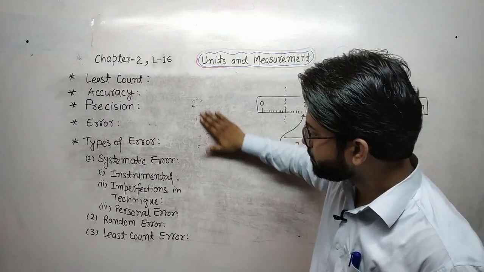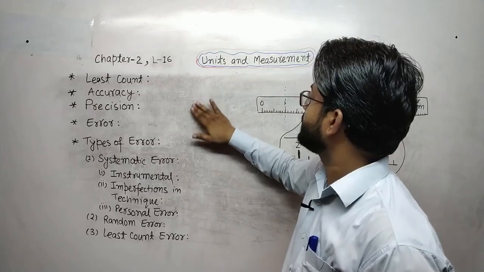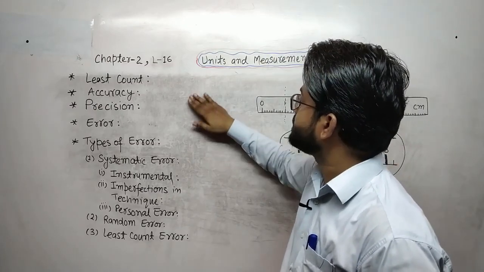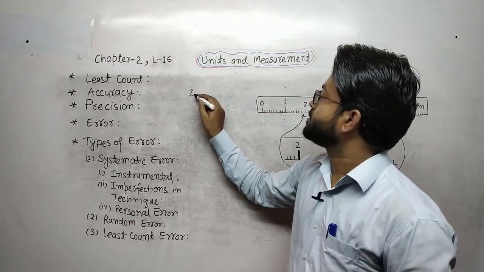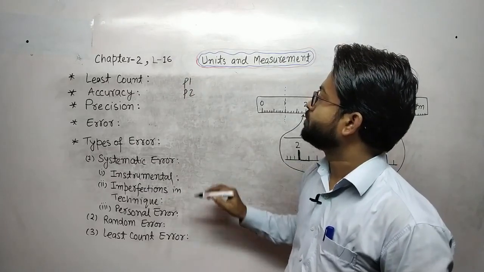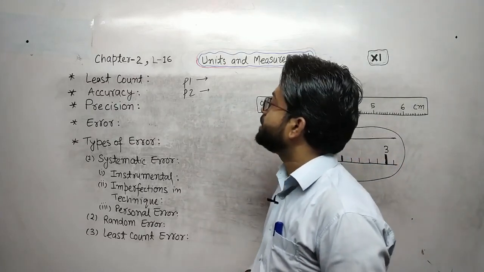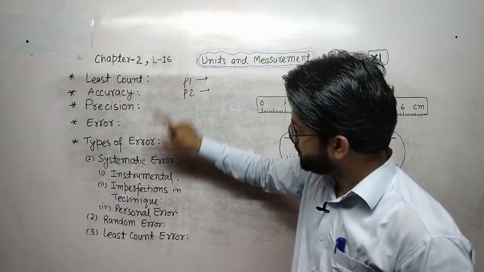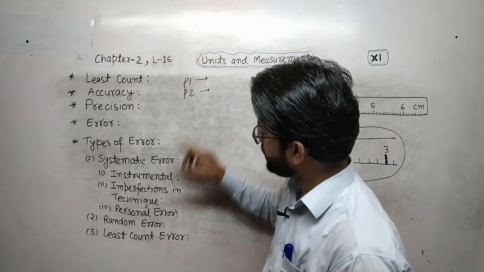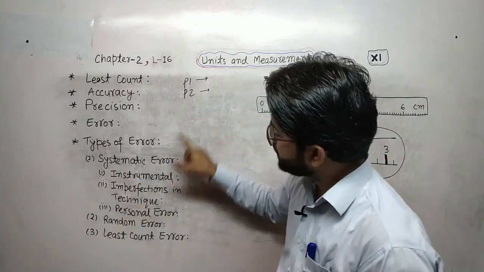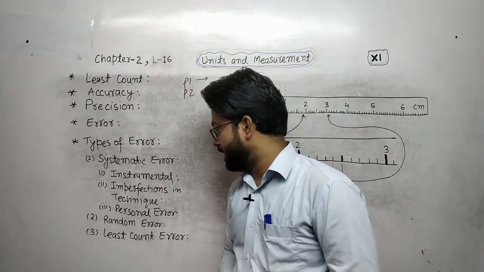Third point is personal error. Personal error comes with the carelessness of the person. If there are two persons, P1 and P2, P1 always measures more accurately than P2, because this type of error comes from the person. That's why this type of error is called the personal error, and personal error can be removed very easily.